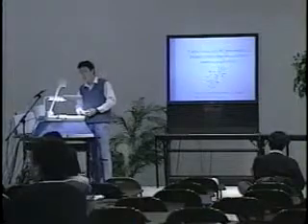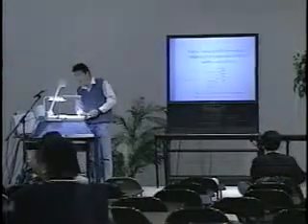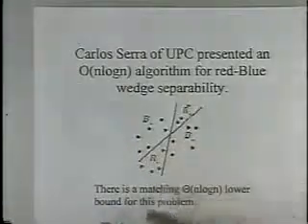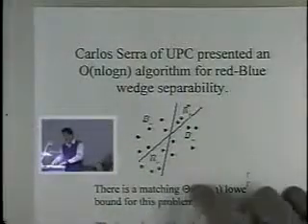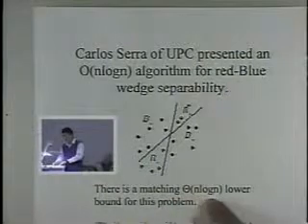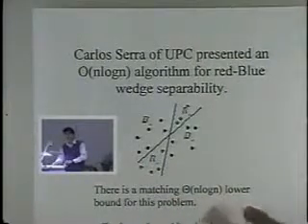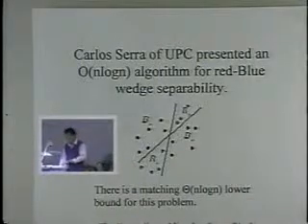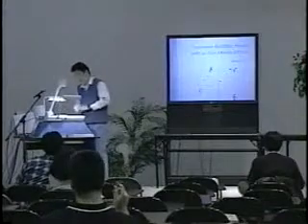A recent series of UPC presented an O(n log n) algorithm for red-blue separability. This one doesn't need the lines to be X or Y oriented, so there is a matching n log n lower bound for this problem. My question is a special case of this problem. So the lower bound breaks down for the axis-oriented case. Now I will show you how to separate these points with the cross.